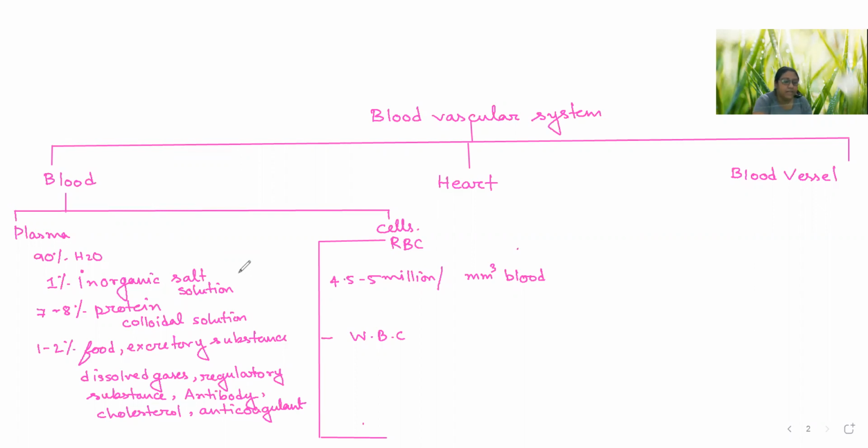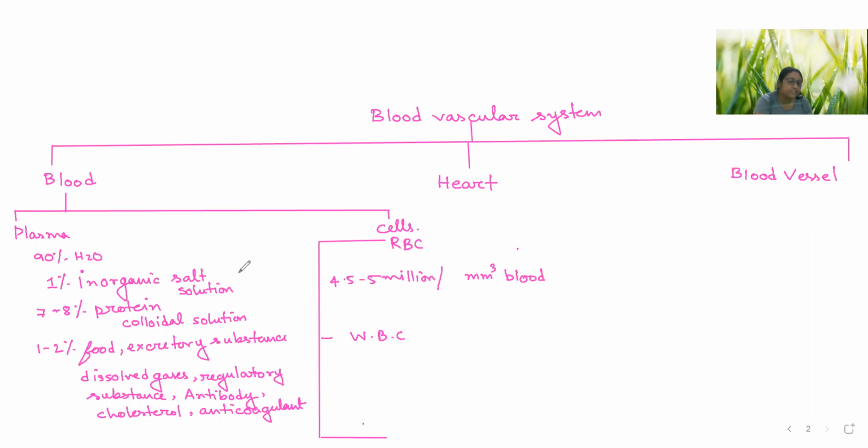So their number varies from 6,000 to 8,000 per cubic millimeter of blood, and it depends on what type of WBC they are. Similarly, the way erythropoiesis is there, leukocytes are produced by the leukopoiesis method from the same cell, that is the stem cells of the bone marrow.